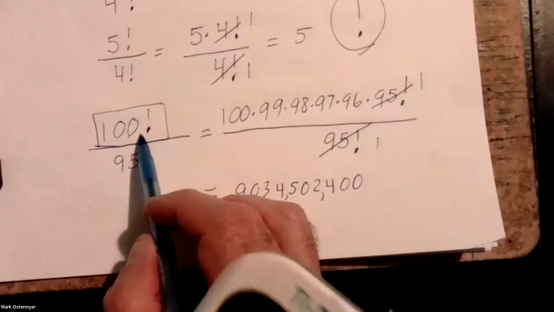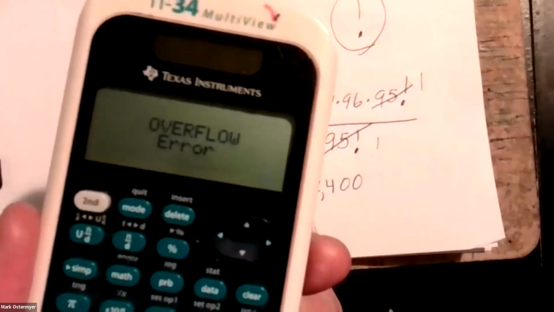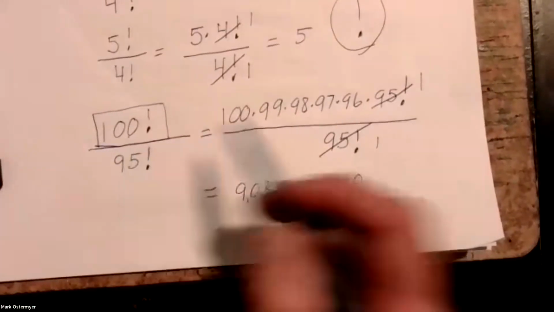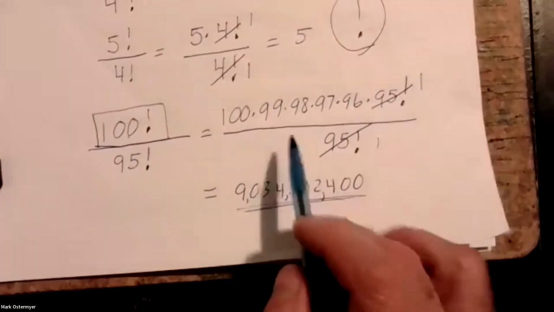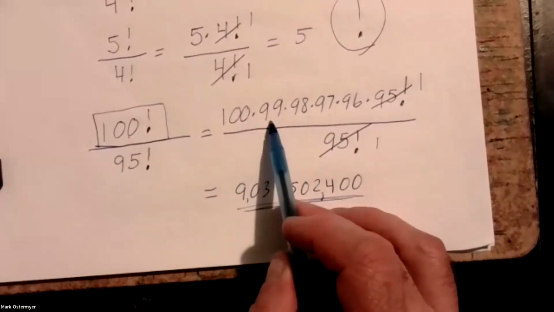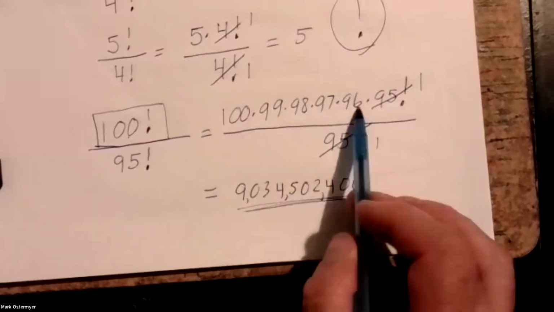Big. This is colossal in size. In fact, it's so big that my TI-34 multi-view basically crashed. Everybody see that there? Overflow error. Can't handle it. Then how did I get this number? Oh, because I just told my TI-34 to just do 100 times 99 times 98 times 97 times 96. My machine can handle that.